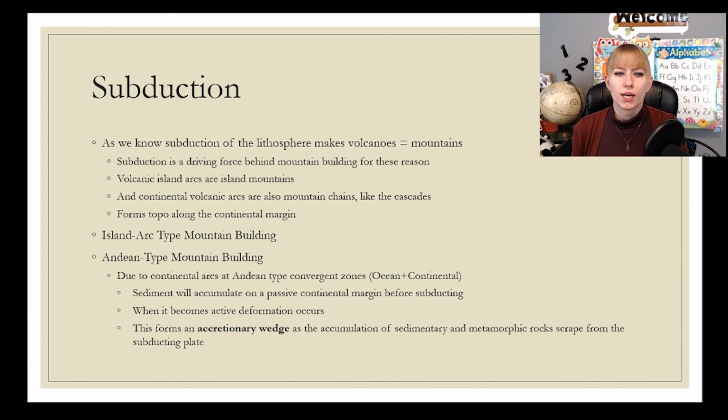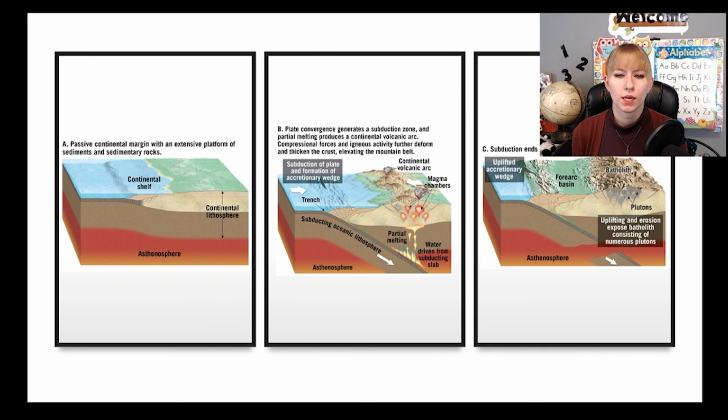Sediment will accumulate on a passive continental margin before subducting, which is what will create that accretionary wedge mountain, which generally will be sedimentary and metamorphic rocks being scraped off of the subducting plate. And it kind of looks like this. And so what you'll actually form here is something called a fore-arc mountain range.